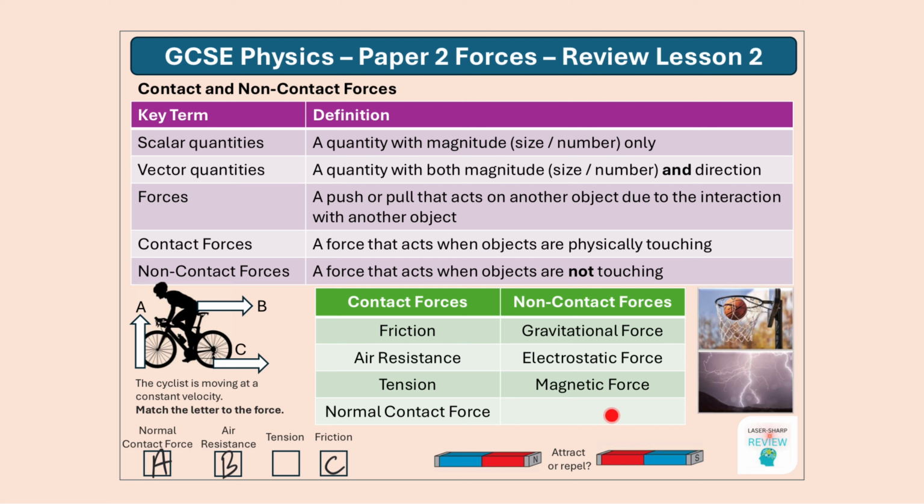And finally we've got a question here, do they attract or repel? So we've got two north poles, magnetic forces, same poles repel, so opposite attracts, so this one would definitely repel.